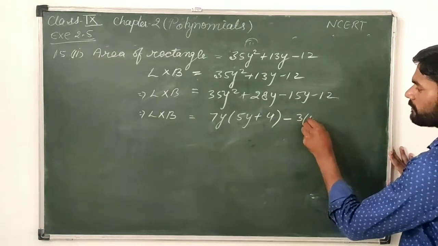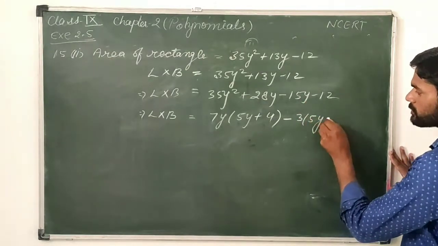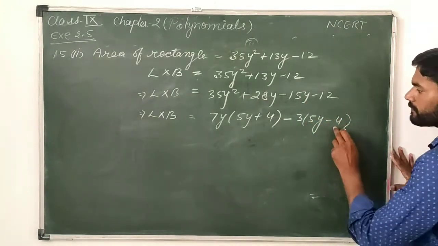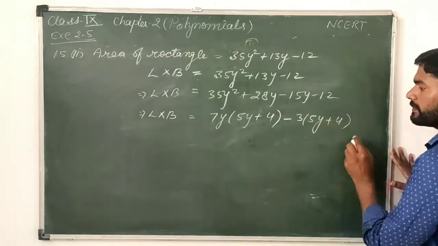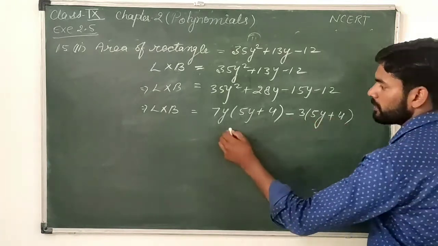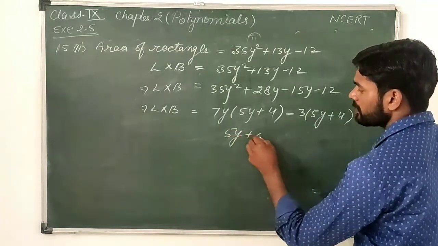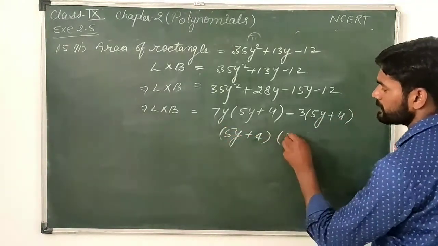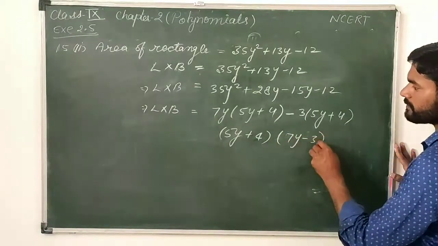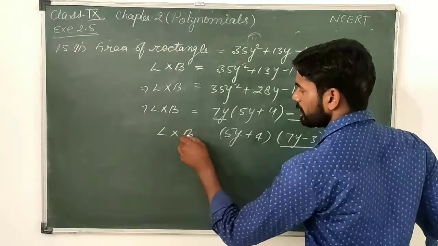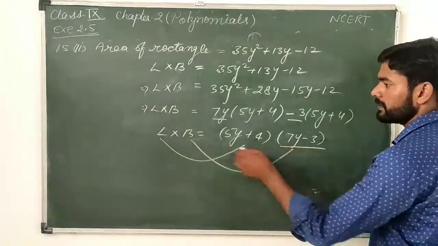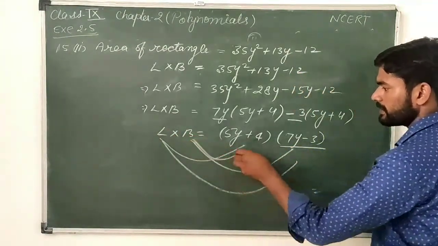3 is common. 3 5s are 15, y is also, and 3 4s are 12, sorry, plus, because we have taken minus outside, so the plus value will become 5y plus 4. That is common again, and the remaining is 7y minus 3. That is L into B. And now this is length, then this is width, and this is length, then this is width.